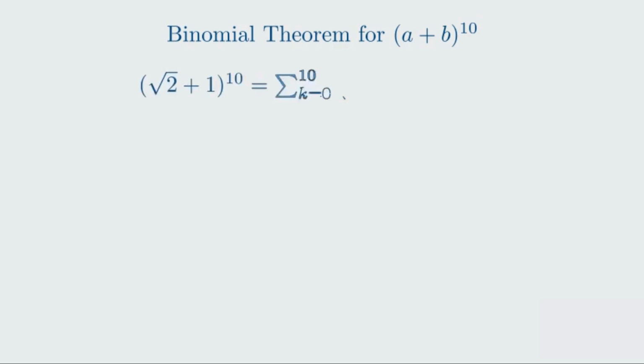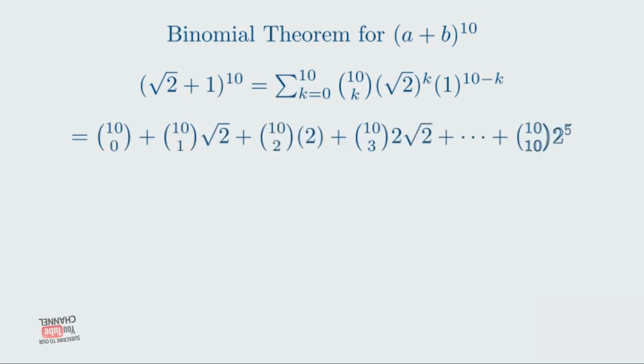Let's use the binomial theorem to expand (√2 + 1)^10. The binomial expansion for (a + b)^n involves a sum of terms with binomial coefficients. For (√2 + 1)^10, a is √2 and b is 1. Notice that, since b is 1, it simplifies things. We have a sum of terms like C(10, k) times √2 to the power of k. C(10, k) represents the binomial coefficient 10 choose k. Expanding this, we get terms with binomial coefficients and powers of √2.